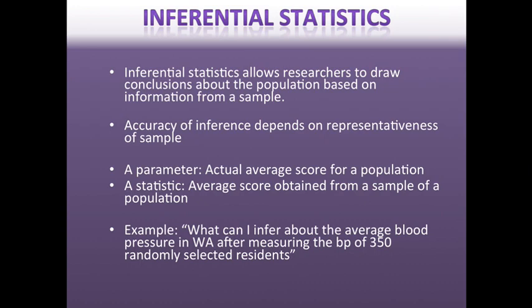All right. So there's a few terms. Parameter, that's referring to the actual average score for that population. So if you actually took everybody in Washington state and assessed everybody's votes or how they would vote, then that would give you a parameter. All right. And a statistic is an average score that's obtained from a sample from that population. So an example of developing a statistic would be, okay, what can I infer about the average blood pressure, the actual parameter, after measuring the blood pressure of 350 randomly selected residents of Washington state. So that's what we're trying to do with these inferential statistics.